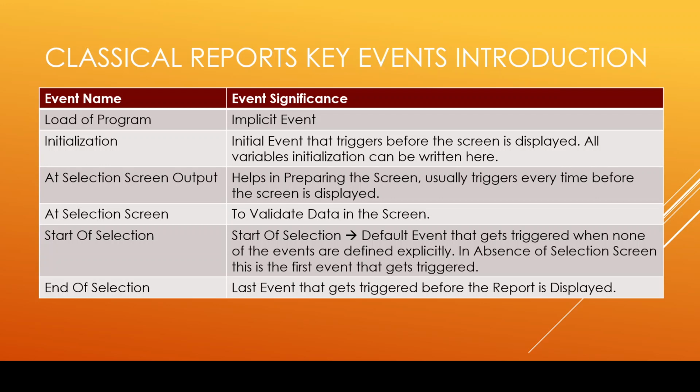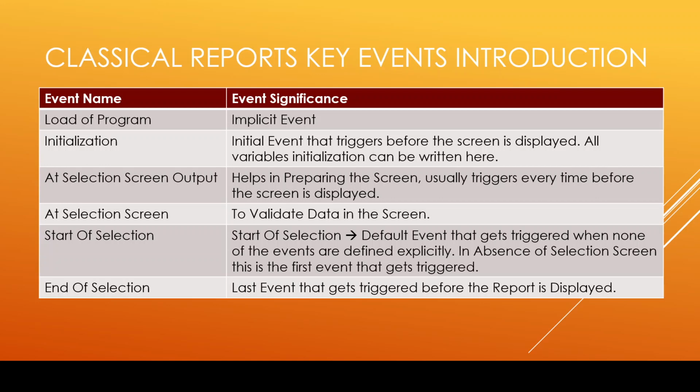The first event I would like to discuss is the load of program. This is otherwise called an implicit event. Whether you define it explicitly in the program or not, this is the event that gets triggered when your program is executed. It helps us in loading the program logic, or the program code lines, onto the processor, and from there the normal execution begins.